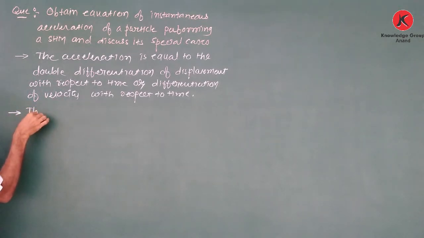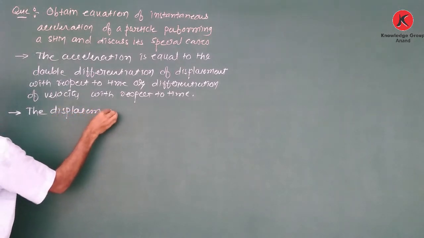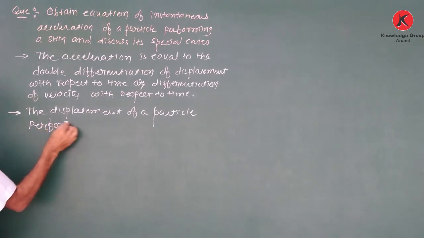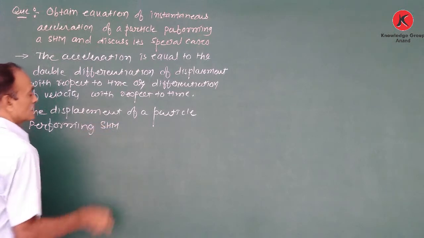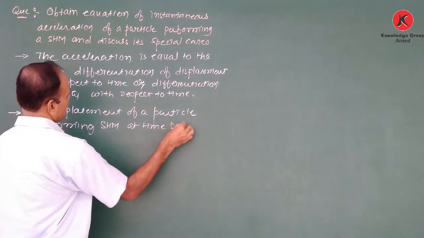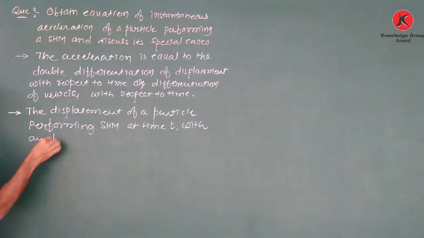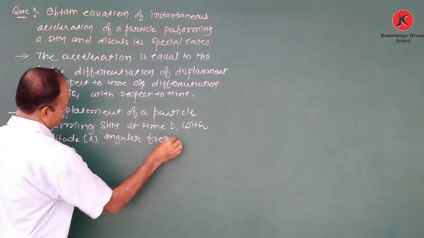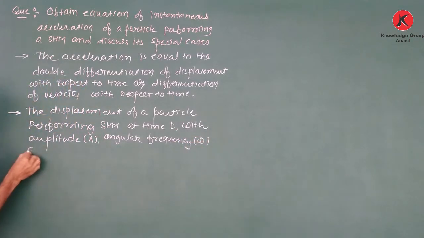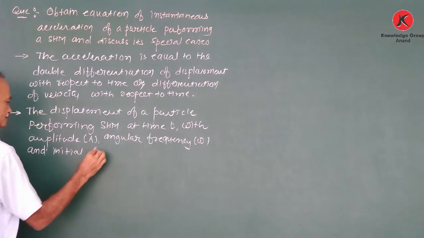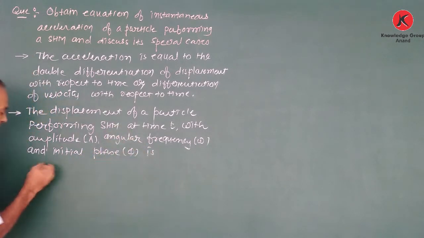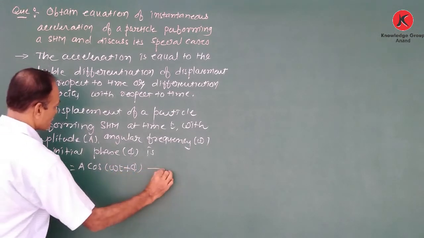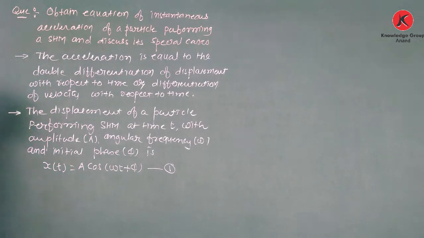Therefore, the displacement of a particle performing simple harmonic motion at time t with amplitude a, angular frequency omega and initial phase phi is, that is, x(t) is equal to a cos(omega t plus phi). That is our equation 1, the displacement of a simple harmonic oscillator.